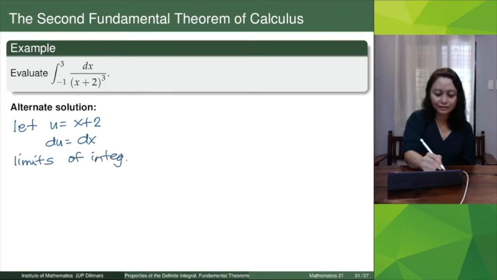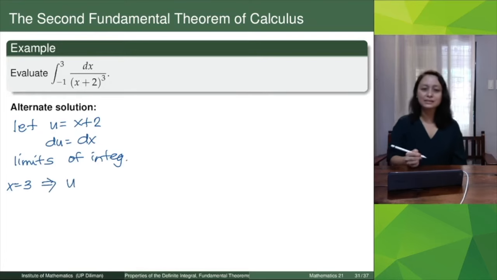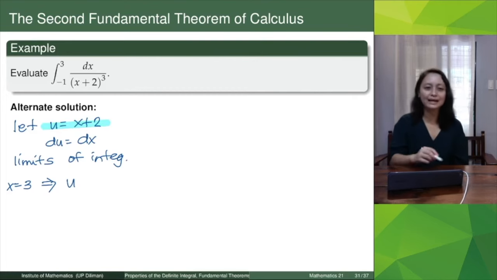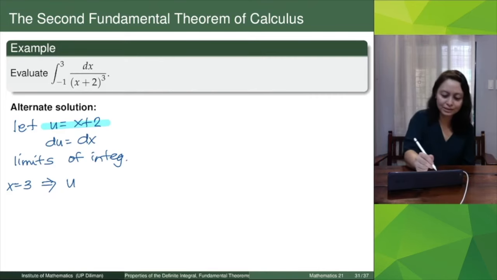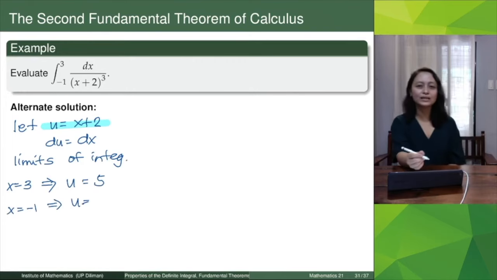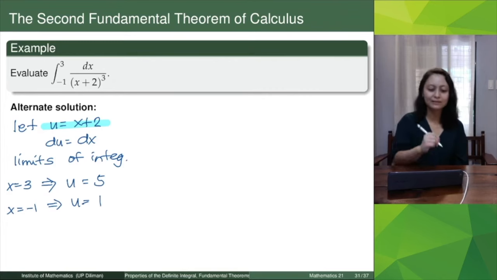ano yung mangyayari? If x is 3, hindi equal sign to ha, arrow. Ingat sa paggamit ng equal sign. Okay, so x equals 3 implies that u is, take note ha, ang u natin ay x plus 2. So, if x is 3, u is 5. If x is negative 1, u is, so negative 1 plus 2 is 1.